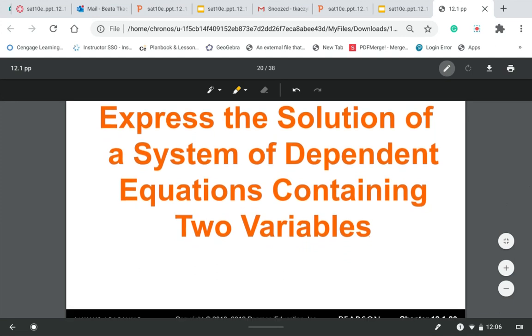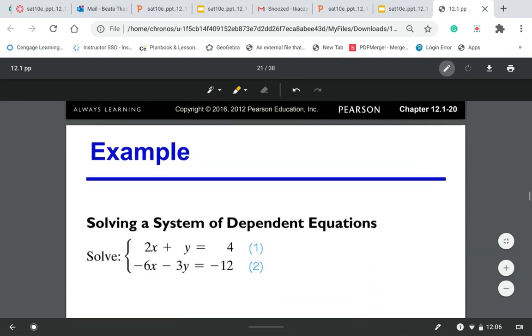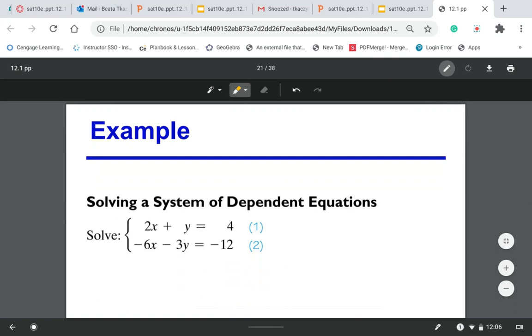Okay, so now we're going to talk about consistent dependent equations. Dependent equations mean our system has infinitely many solutions. So we end up with two straight lines which graph the same, so one line on top of the other. So how are you going to know that your system is dependent, which is consistent dependent? Consistent dependent means infinitely many solutions.